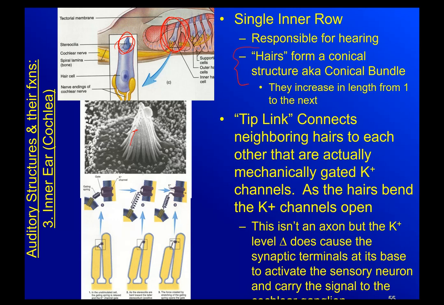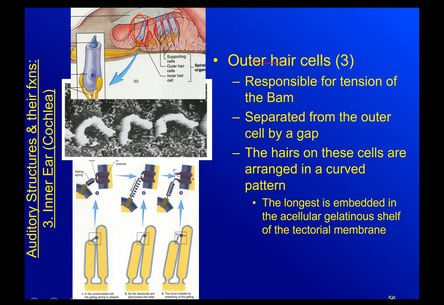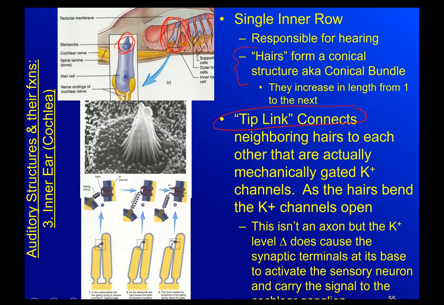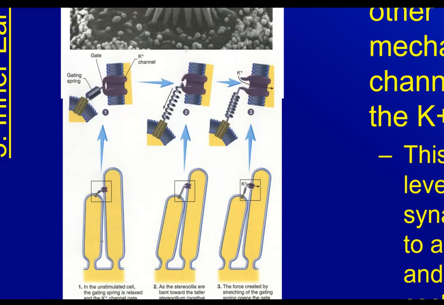You can see here that this hair is kind of small. The next one is a little taller. The next one is a little taller. The next one is a little taller. So you're getting this increase in length. The top link, whoever is taller, actually connects with the neighboring cell. So you can see that here, where this tall hair is connected to this shorter hair.